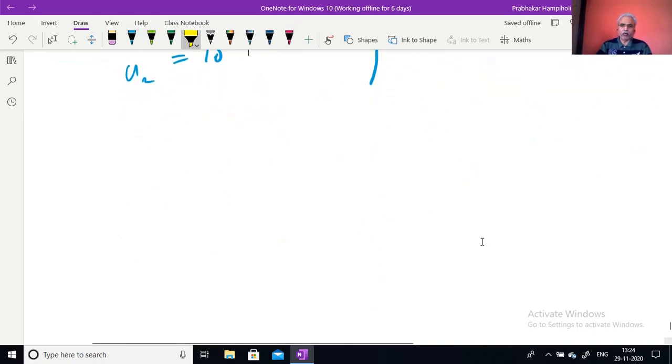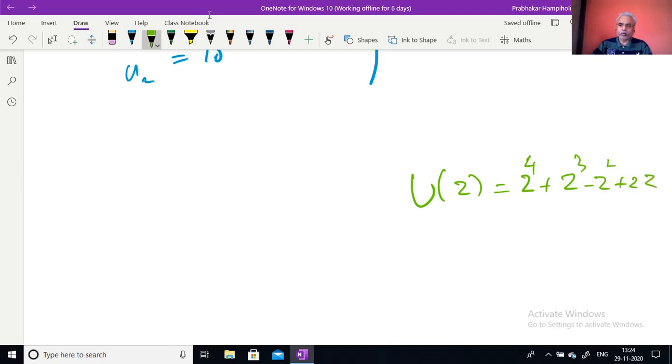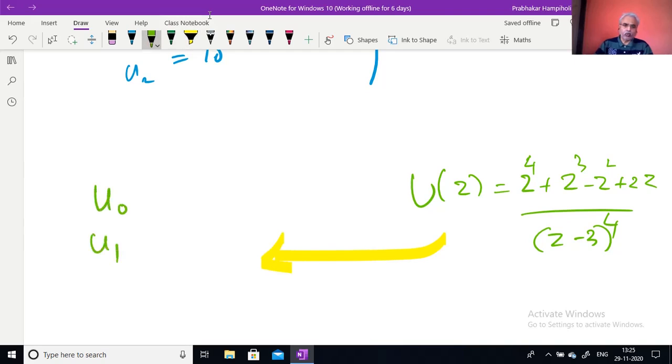Let me ask that question now. Suppose you know some u of z, which is something like (z raised to 4 plus some z cube minus z square plus 2z) divided by (z minus 3) raised to some 4. Can you come directly, without knowing the corresponding u_n value? What is u0, u1, u2, maybe up to u infinity, initial value up to final value? Is it possible?